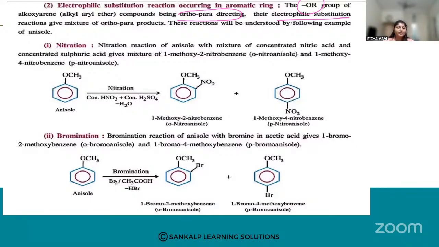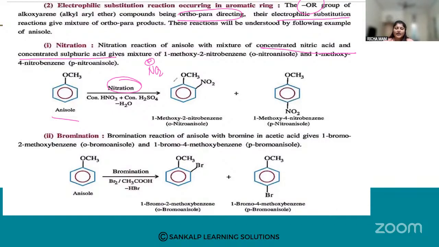What all are we going to do? We are going to do halogenation, nitration, and Friedel-Crafts reaction. Let us see first the nitration. We have taken anisole and we are going to do nitration. The nitrating agents are concentrated nitric acid and concentrated sulfuric acid. When they react, the nitronium ion is formed, and this nitronium ion is a good electrophile.